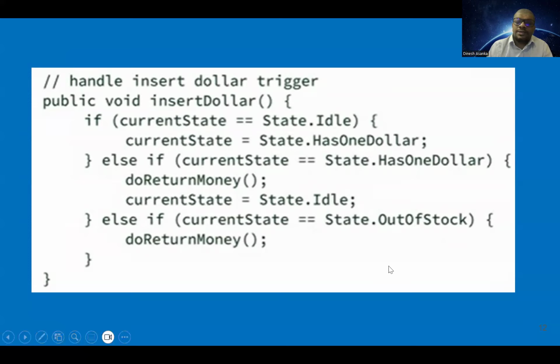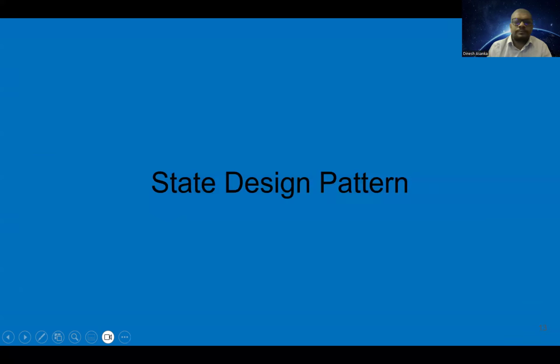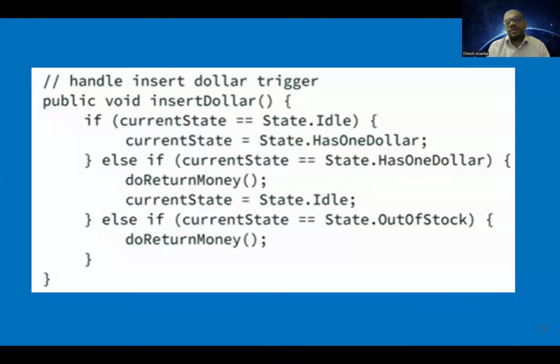And if the state is out of stock, you return the money. You don't have to set the state to out of stock because it's already out of stock. That is why you are returning the money. So your state would be back to out of stock. There is no point of saying current state equals out of stock because it's already out of stock. Right. So this is how you do it.